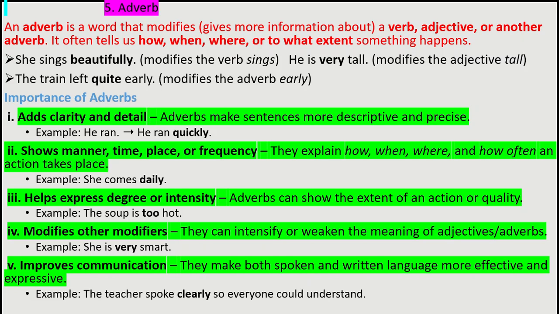from adverb. So an adverb is a word that modifies or gives more information about a verb, adjective, or another adverb. It often tells us how, when, where, or to what extent something happens.